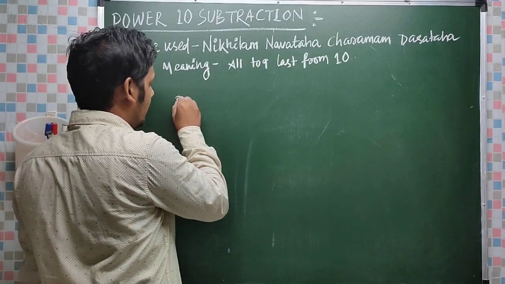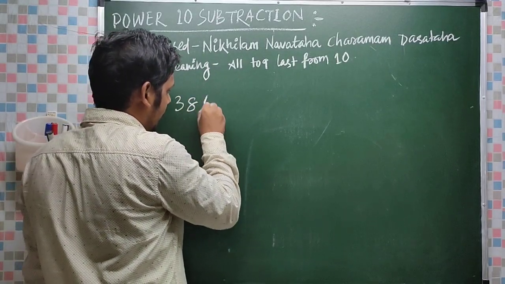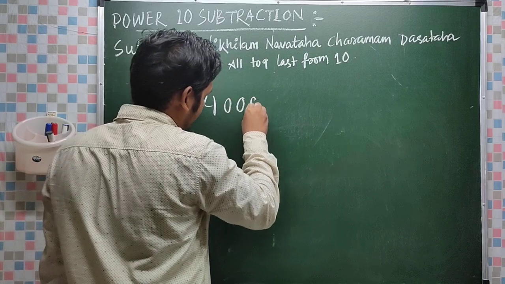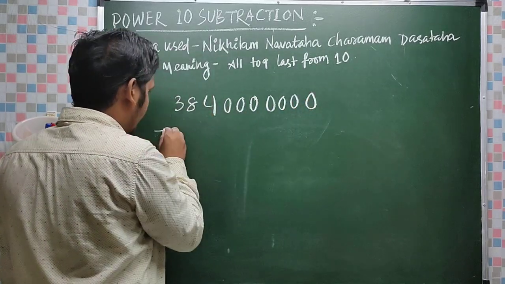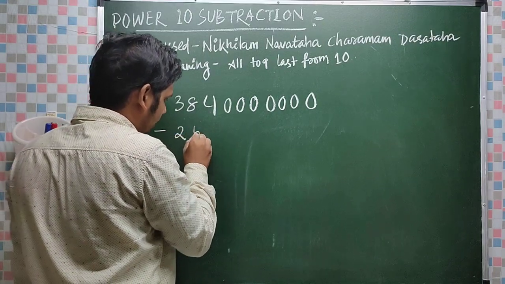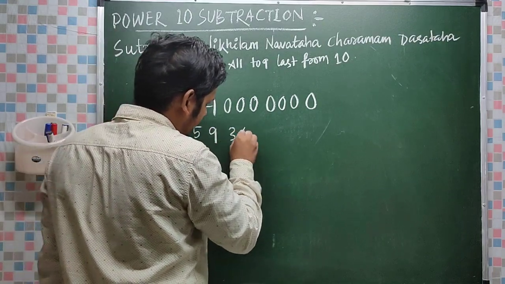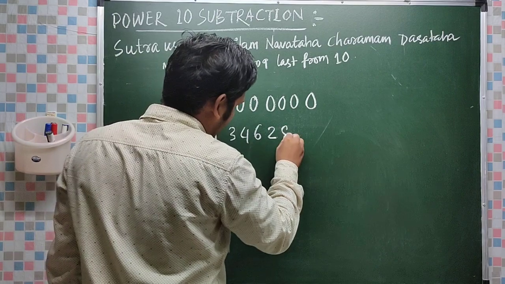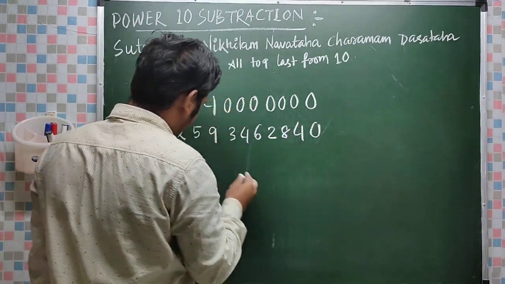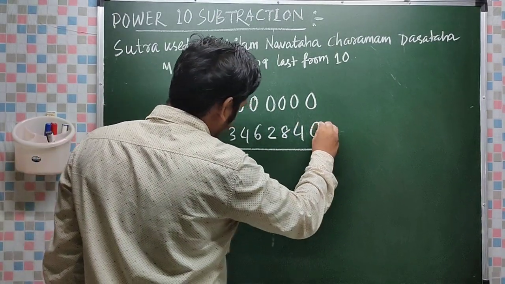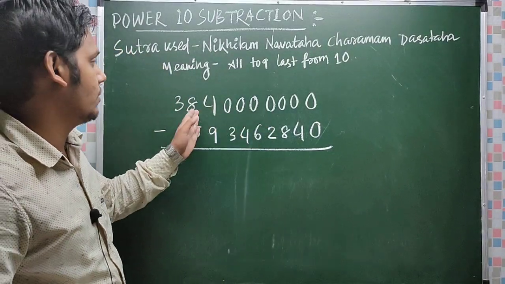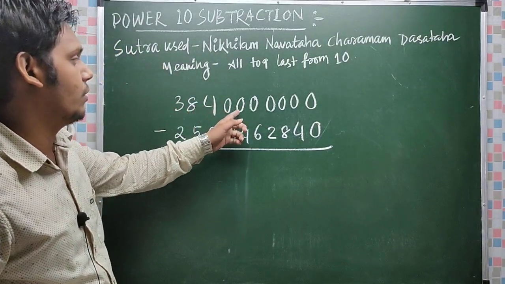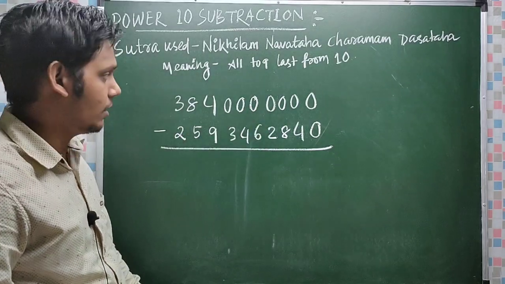Suppose 3840000000 minus 25934628 40. So you can see clearly how many zeros are involved in this number, 3, 8, 4, 1, 2, 3, 4, 5, 6, 7 zeros are there.